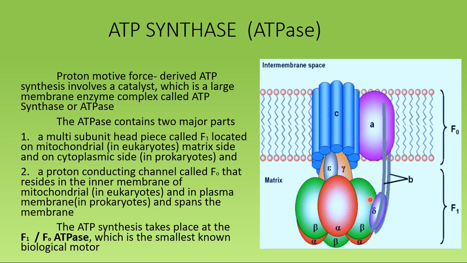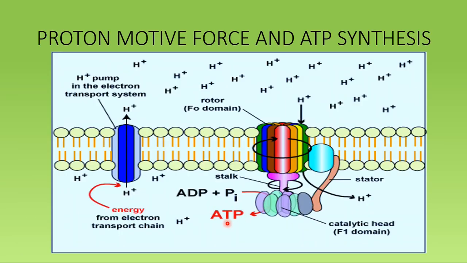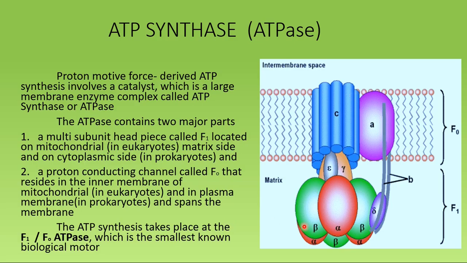So how many parts are there in the ATPase? Two parts are there, F1 and F0. The F1 is the head part, a multi-subunit catalytic complex responsible for the conversion of ADP into ATP. It has 5 polypeptides: alpha, beta, gamma, epsilon and delta. Alpha are 3 in number, beta are 3 in number, then gamma, epsilon and delta.